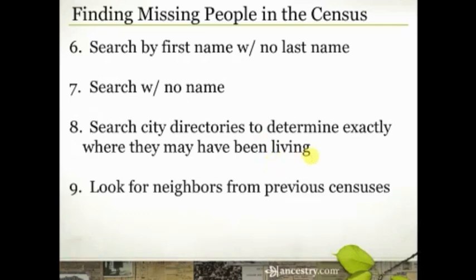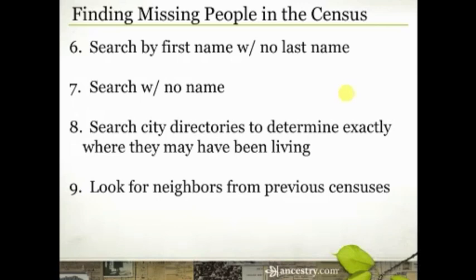Look for neighbors from previous censuses. I've used this one quite a bit, where I can't find my family, so I'll look again at the 1870 census, and I'll take note of the names of the 5 or 6 families living around them, and I'll go search for each of those families. A lot of times what I'll find is 1 or 2 of those families will show up somewhere, and then I look on the same page or a page or 2 before or after, and voila, there's my family. Again, they may have been misindexed, the information on the image may have been incorrect, but sometimes searching for those neighbors, even if they move, right?